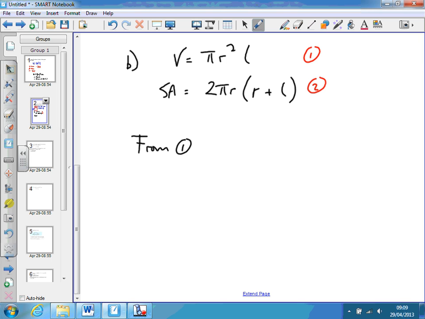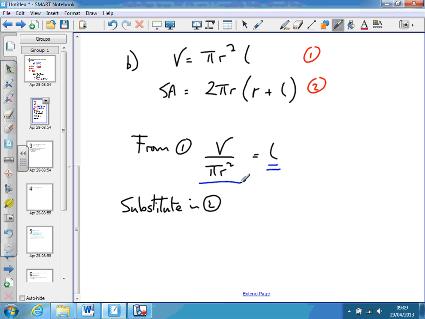So from 1, L is multiplied by pi r squared to get the formula volume equals pi r squared L. So divide both sides by pi r squared. V over pi r squared equals L. And now we're going to substitute this into formula 2, so instead of L in formula 2, I'm going to write this, which has got no L in it. So surface area equals 2 pi r, r plus V over pi r squared.